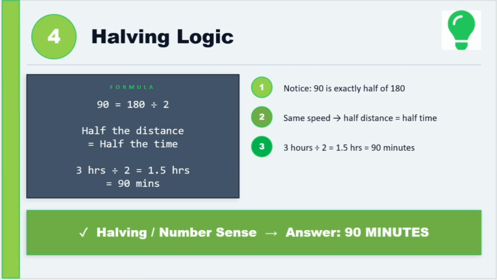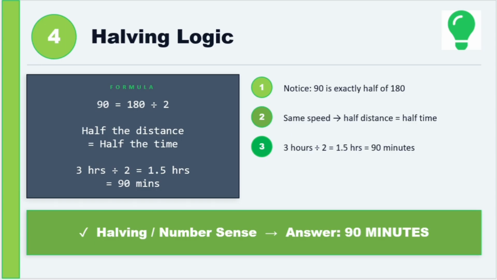Next method is halving logic. The quickest mental math trick. Halving. When you are driving and you notice you have covered half the total distance, you instantly know you have spent half the time. Here, 90 miles is exactly half of 180 miles. So at the same speed, you need half the time.